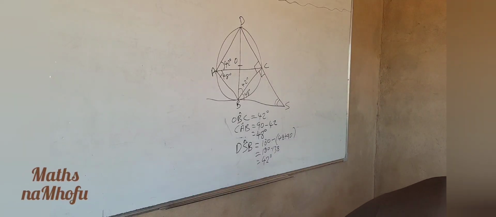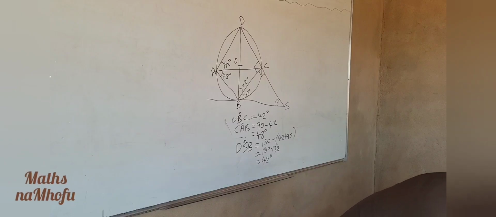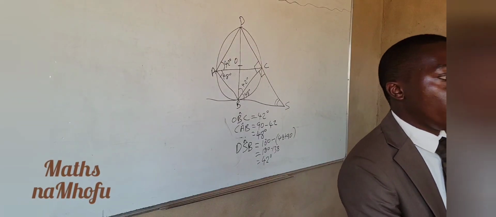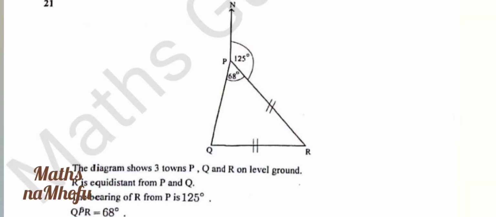That's DSB. And that was the last question. We are now moving on to number 21. Do you guys have any question concerning the previous question? No. Number 21. The diagram shows three towns.